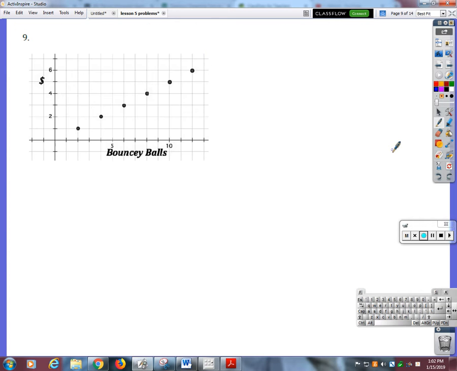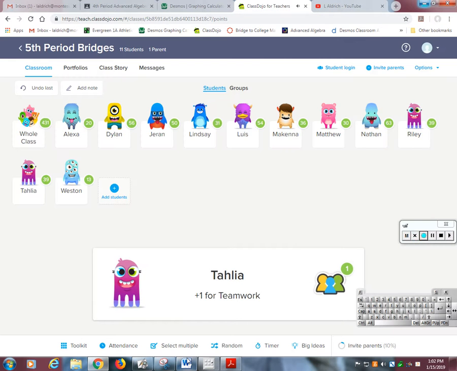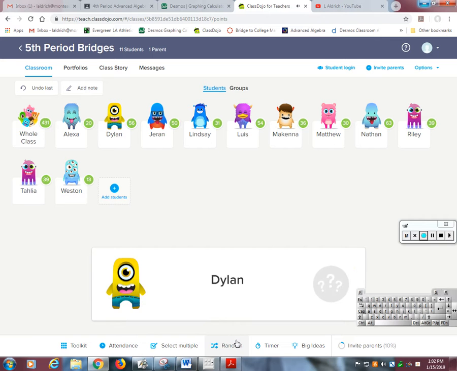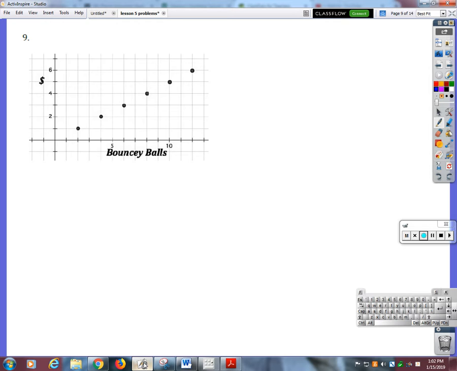I know, that was awesome. Oh, it's a graph of bouncy balls. That's fun. Whoops. Got a teamwork point there. Nathan? Nathan? Discrete or continuous? Porque? Why? Hey, hey, why? Okay.